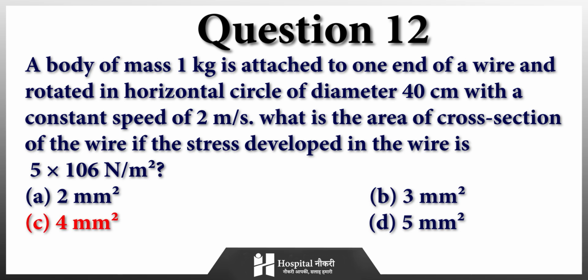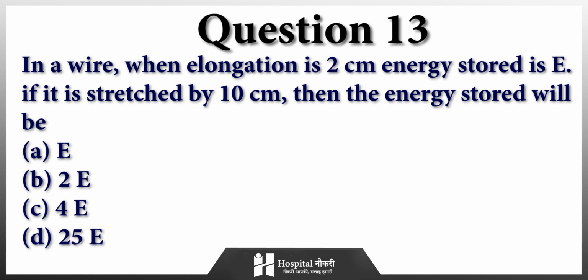Correct option is C, 4 mm square. Next question is, if a wire when elongation is 2 centimeter, energy stored is E. If it is stretched by 10 centimeter, then the energy stored will be A: E, B: 2E, C: 4E, D: 25E. What will be the correct answer?